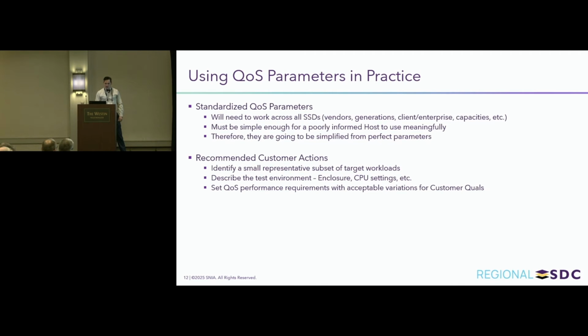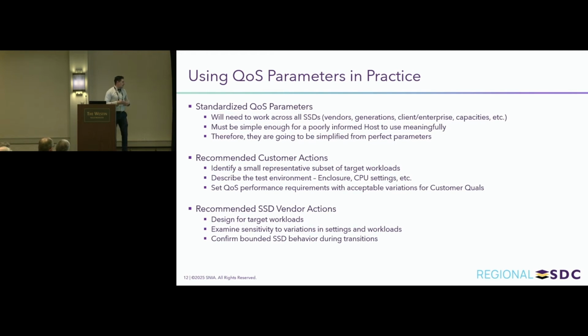Similar to what we already see in customer quals, there are already performance acceptability ranges. I think we're going to have to see that for QoS performance requirements. Again, the bounds of acceptability targets will start with one generation, and in the next generation we can incrementally improve.